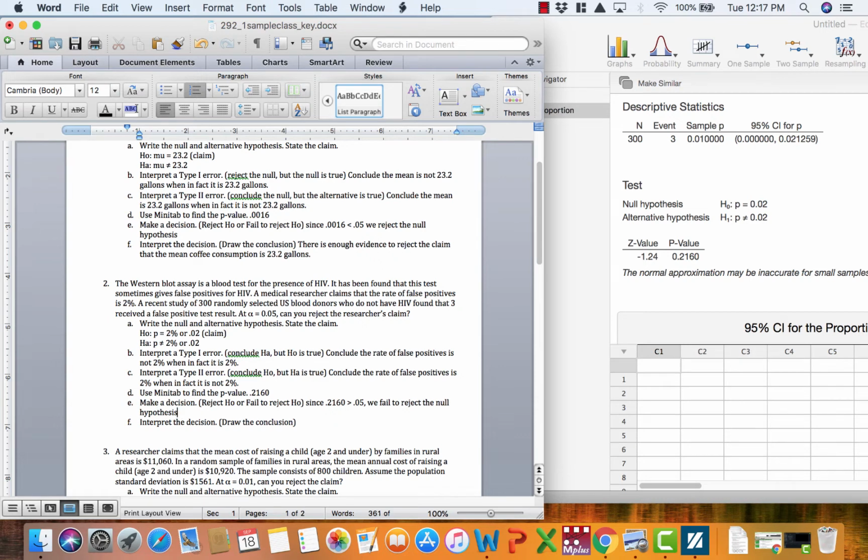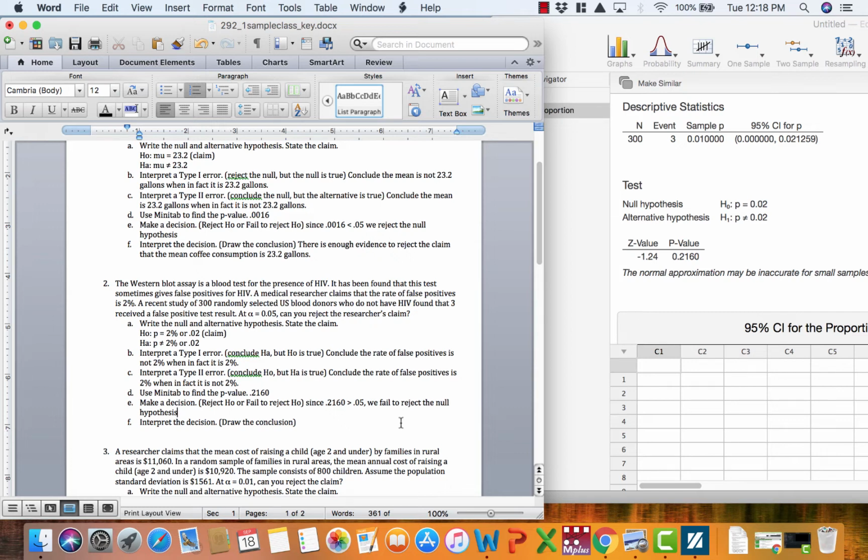Okay, so just to kind of beat it in your head, remember that there's only 2 decisions. There is reject the null and there is fail to reject the null. Never ever do we say accept the alternative. Okay, so here, because the p-value is greater than alpha, we fail to reject the null hypothesis.